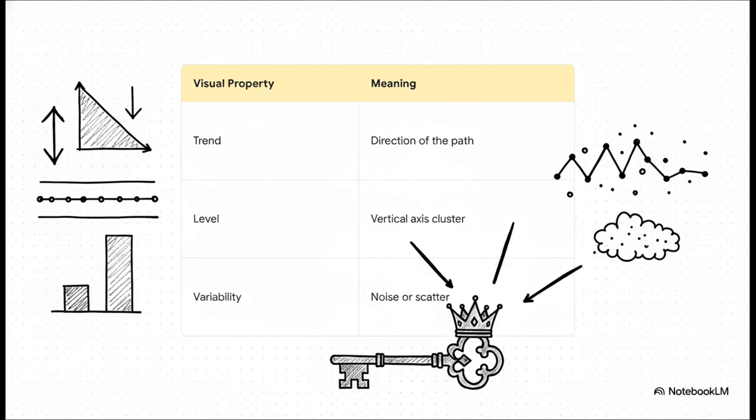So bringing all 3 of those together, trend is the direction of the path, level is the vertical cluster, and variability is the noise or the scatter. I'm telling you, master these 3 prongs of translation and you will absolutely conquer any graph translation they try to throw at you on the exam. These are literally your keys to the kingdom.